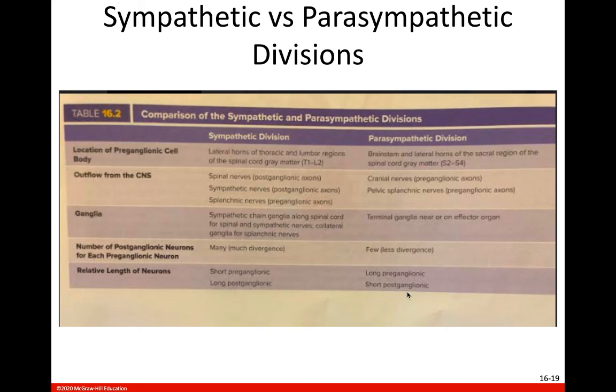Sorry. Those terminal ganglia are right next to the effector organ or within the wall of the effector organ, and so the postganglionic neuron will be very short and the preganglionic neuron will be a lot longer.